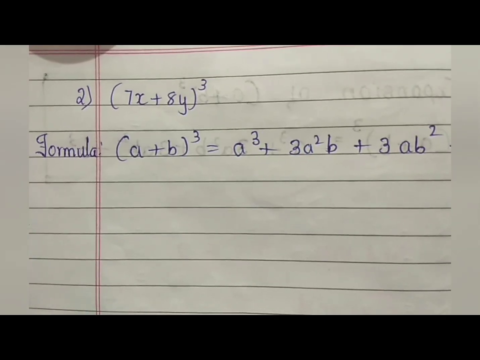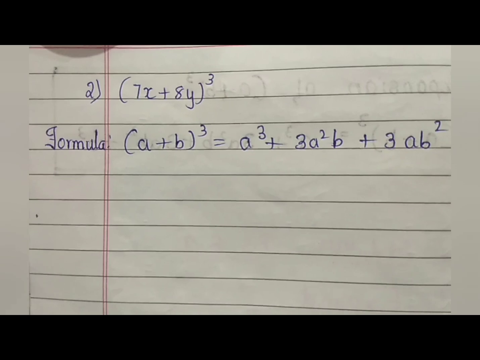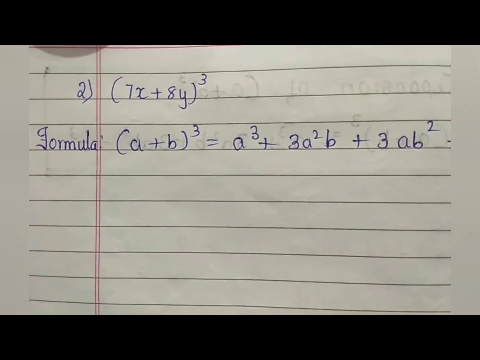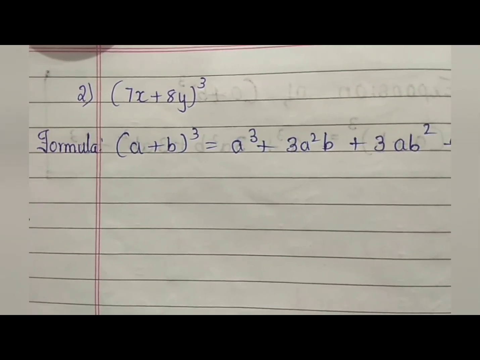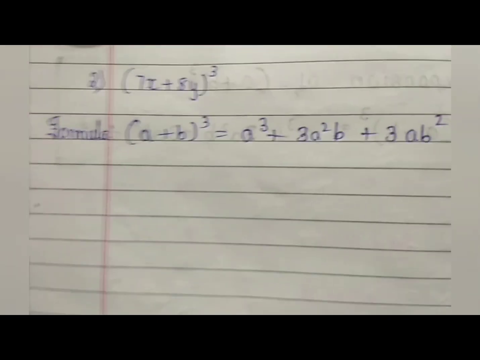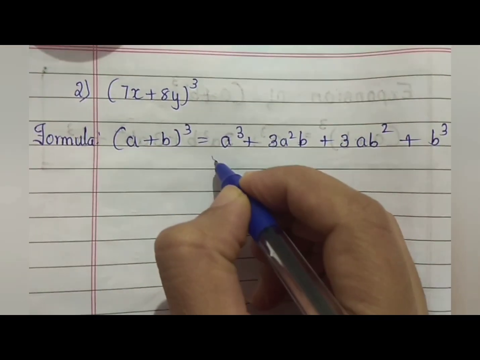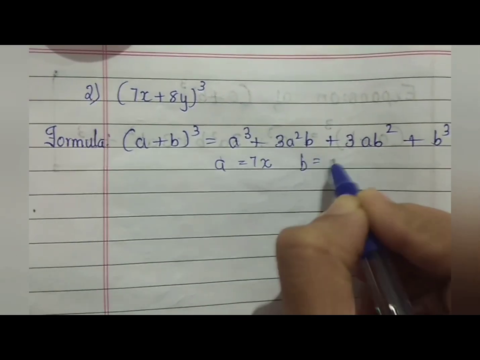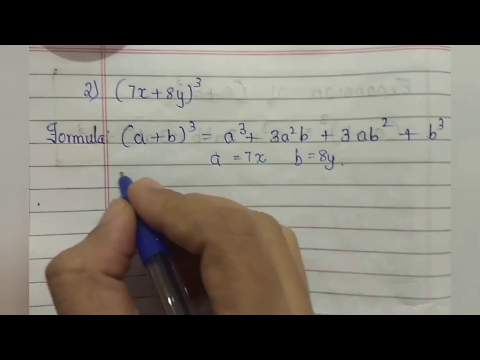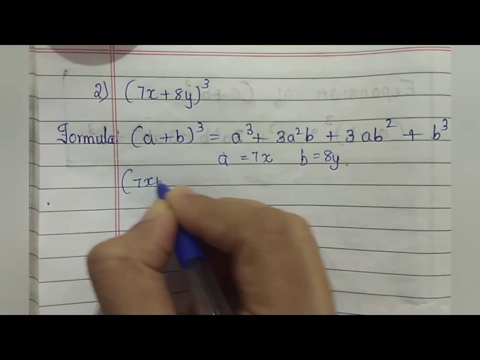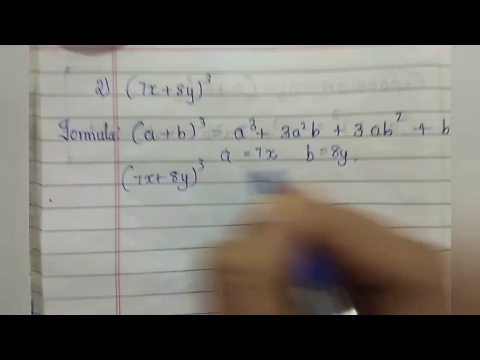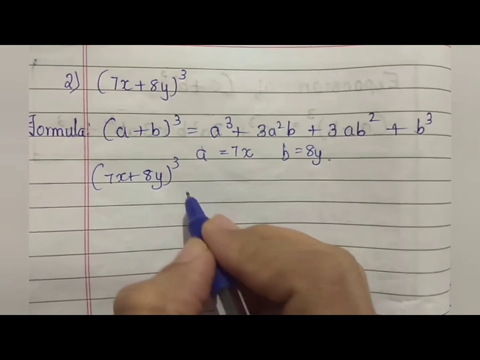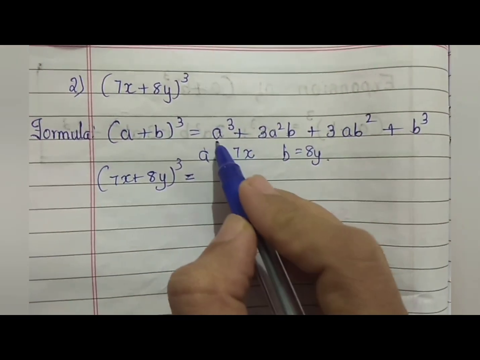This is another example. The second question will be solved using the same expansion formula, that is (a + b)³. Your a is equal to 7x and b is equal to 8y. We'll write down the question. Once you know the formula, it is very easy for you all to solve.